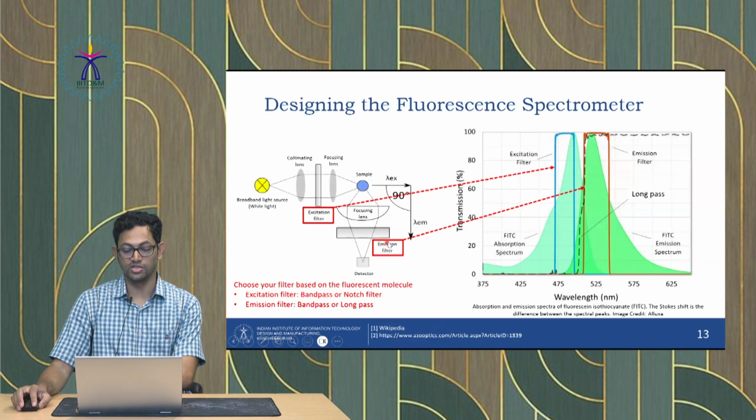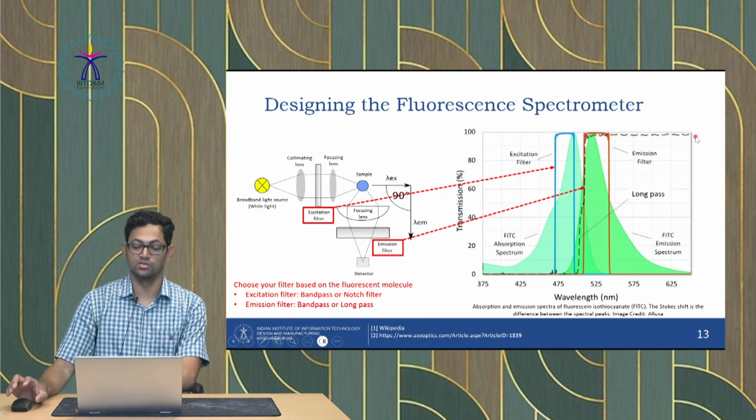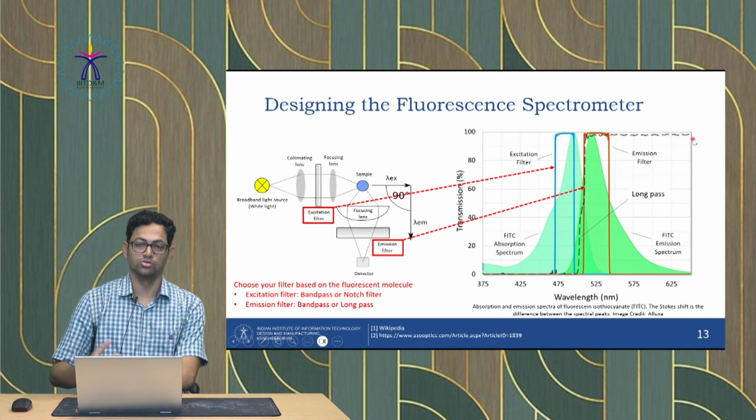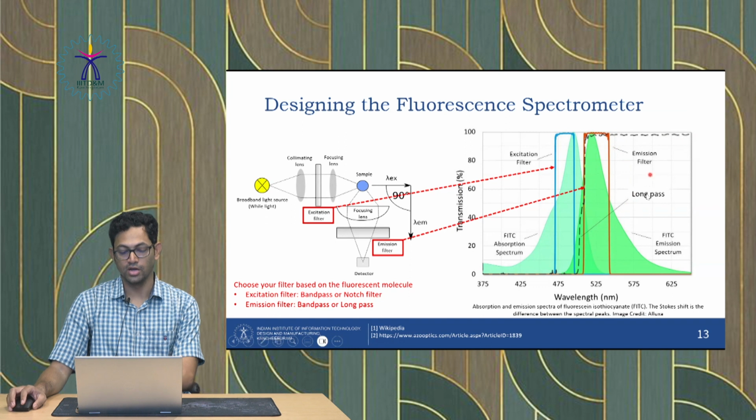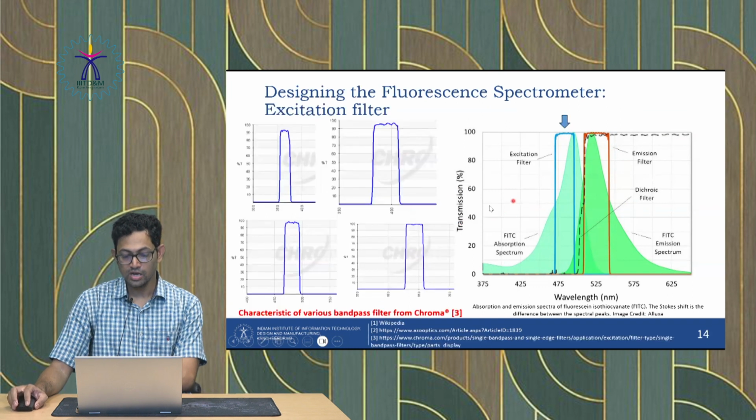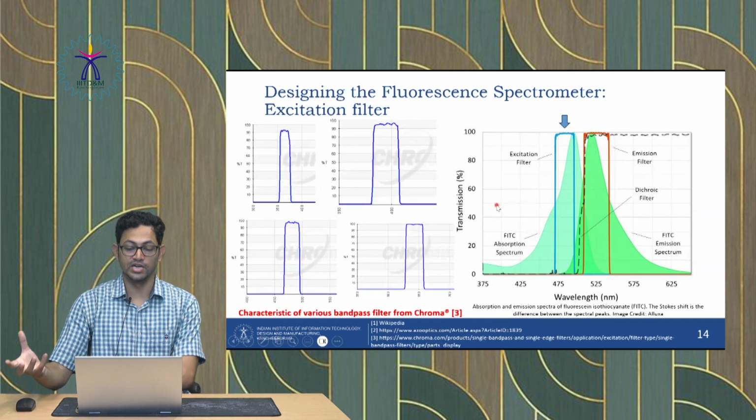The next thing is the emission filter. In the case of the emission filter, the red one over here is the emission filter. This is again a kind of band pass filter, but people now also use a long pass filter that you see by the dashed line over here. The dashed line is the long pass filter. People use it because a long pass filter is cheaper compared to the band pass filter.